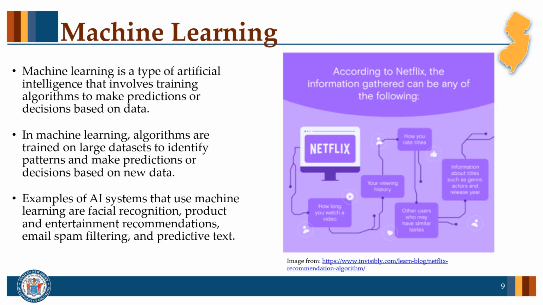The next term to know, machine learning, refers to a type of artificial intelligence that involves training algorithms to make predictions or decisions based on data sets. In machine learning, algorithms are trained on large data sets to identify patterns and make predictions or decisions based on new data. We come across many machine learning systems in our everyday lives, including personalized recommendations from systems like Netflix and Spotify, our use of voice assistants such as Siri and Alexa, and even in our email programs that filter out spam messages.